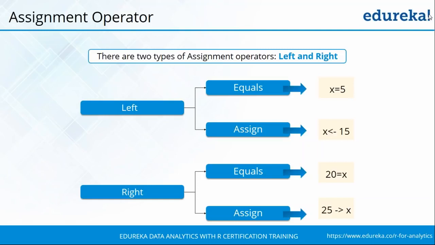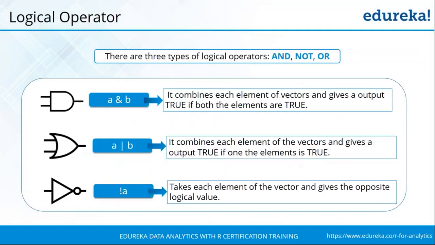So after the assignment operator comes your logical operator. Now, there are basically three logical operators that we'll be discussing. You have your logical AND, logical OR, and NOT operator. What your logical AND does is that it actually checks the value of both the variables, and then it gives you a corresponding output.